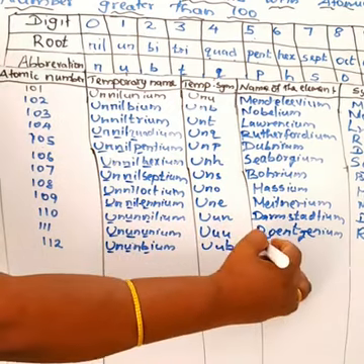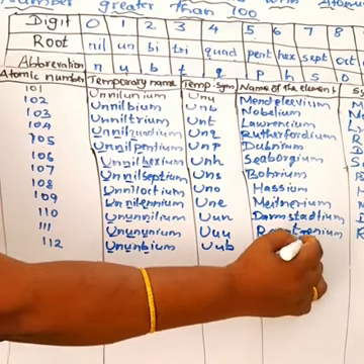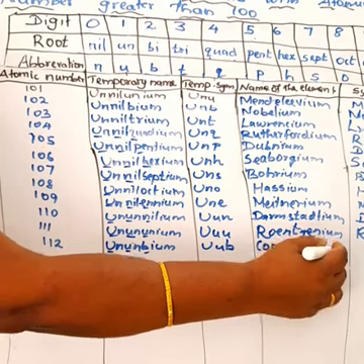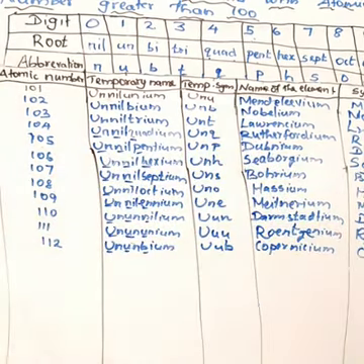Name of the element, copernicium. Okay, copernicium. What is the symbol for copernicium? Cn. Okay.